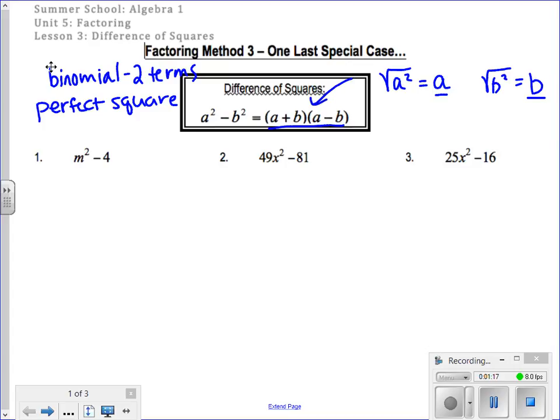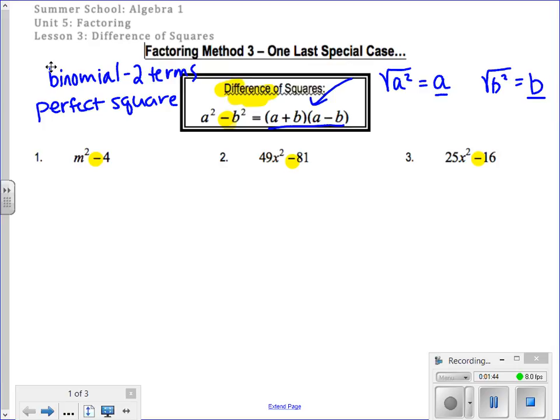So let's look at number 1. I have m squared minus 4. That's one thing I want to point out that I forgot to just above. This is called the difference of squares. And difference in math means subtraction, minus. So it only works because all of these have a minus sign in the middle. If there's a plus sign, you cannot factor.